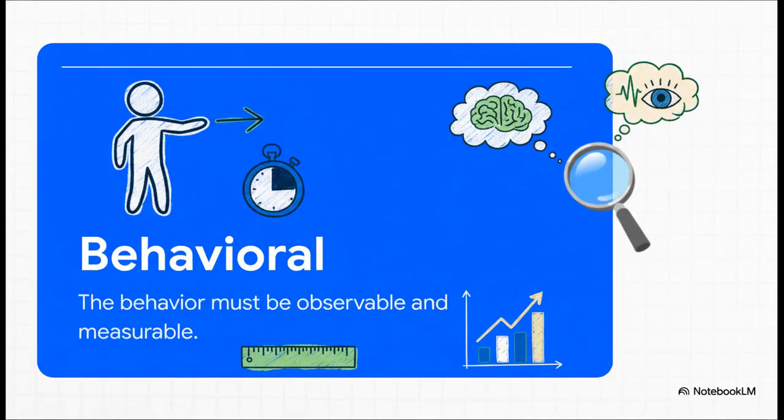And finally, we have behavioral. This seems obvious, but it's so critical. We target what people do. We need to be able to see it and count it. We don't target things like frustration or sadness directly, because how do you measure that reliably? We target the observable actions associated with them. This keeps our science objective.